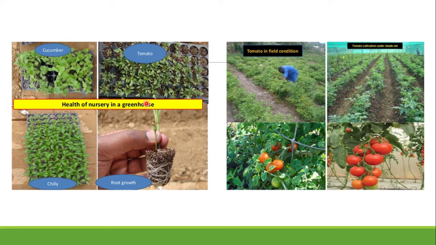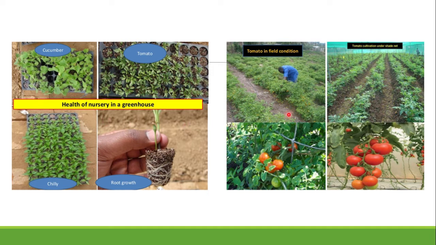Now see here the results of the greenhouse. A greenhouse is used to grow roses or flowering plants or vegetables, especially those that have a short lifespan, like cucumber, tomato, and chili. They are grown inside the greenhouse.